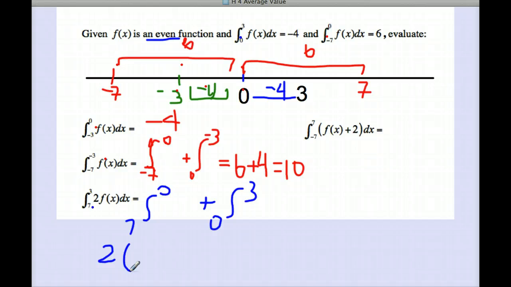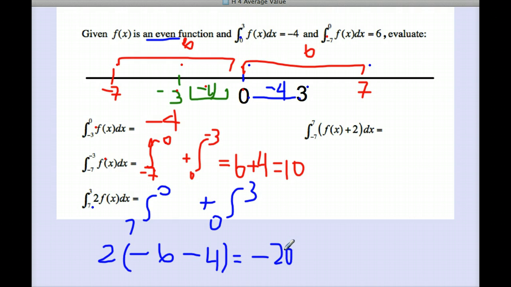7 to 0 is this side to here, which is 6, but I changed the direction, which means I have a -6. And then 0 to 3 is a -4, which if I do my math, -6 minus 4 is -10 times that 2 gives me -20.